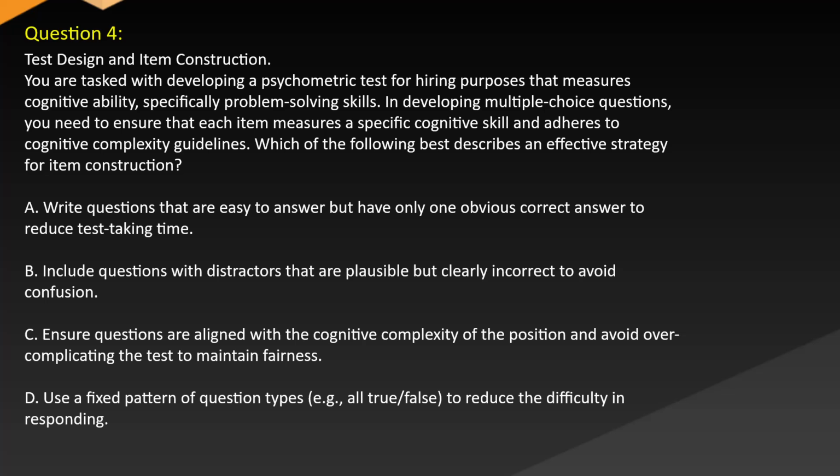A. Write questions that are easy to answer but have only one obvious correct answer to reduce test-taking time. B. Include questions with distractors that are plausible but clearly incorrect to avoid confusion. C. Ensure questions are aligned with the cognitive complexity of the position and avoid overcomplicating the test to maintain fairness. D. Use a fixed pattern of question types, e.g. all true-false to reduce the difficulty in responding.